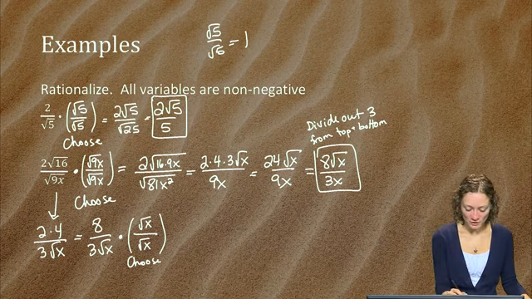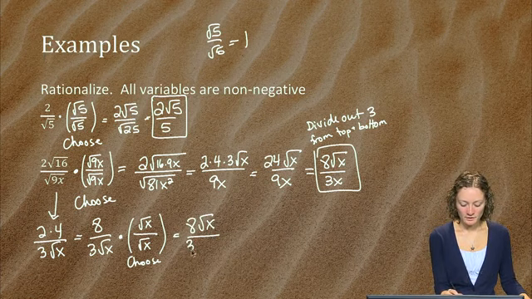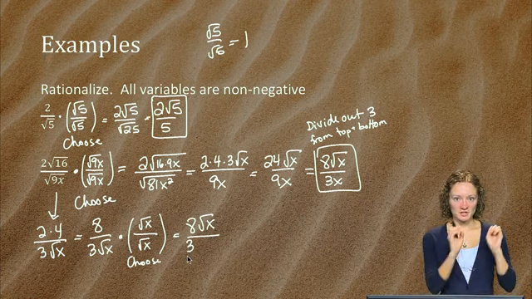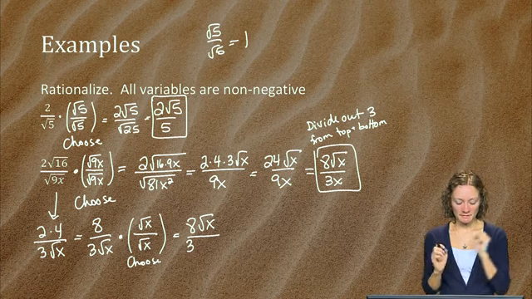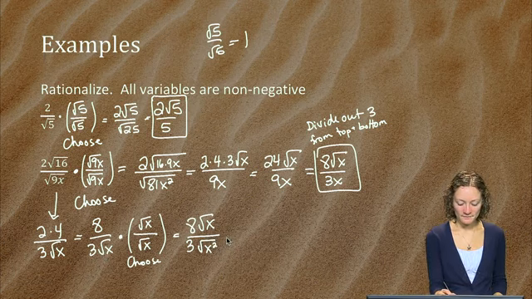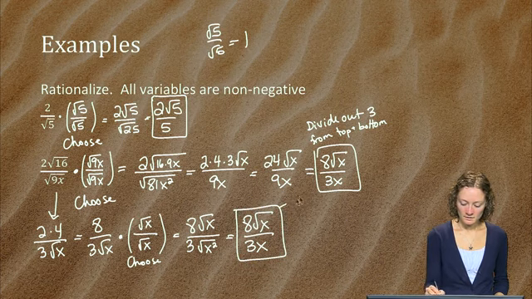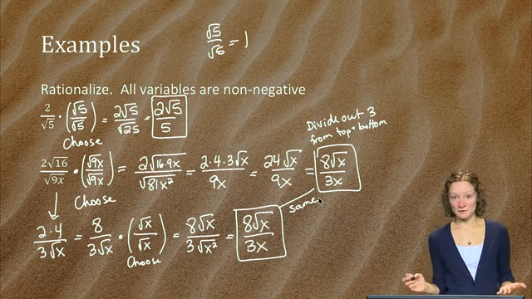So, multiplying straight across would give us 8 square root of x over, radical multiplication is outside by outside, inside by inside. So 3 times 1, 3. Square root of x times square root of x is square root of x squared. And then that x squared comes out as a single x. So we get the same answer either way.